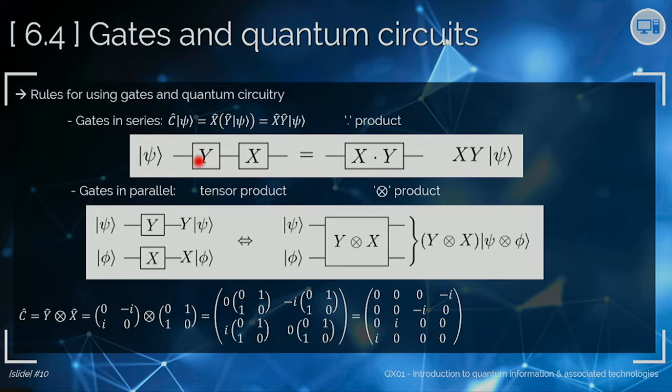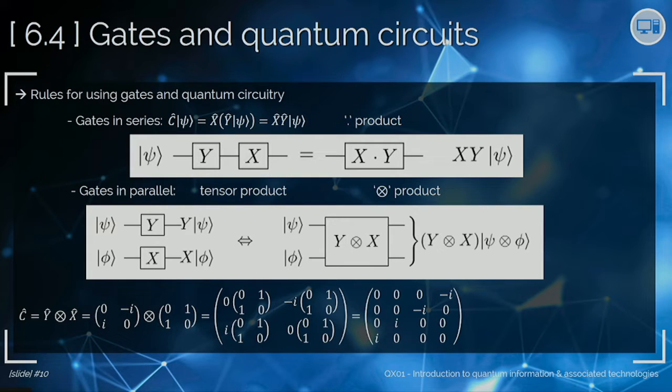So that's why when we go from left to right, so we do Y and then X, that means that if we want to write it in terms of quantum mechanical operators, as we've seen, we apply Y to the ket vector psi first, and then we apply the X operation, the X matrix, the X operator, onto the result of Y and psi.